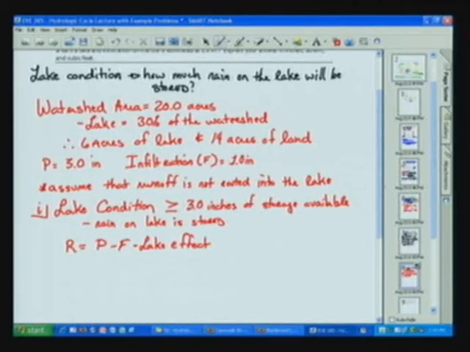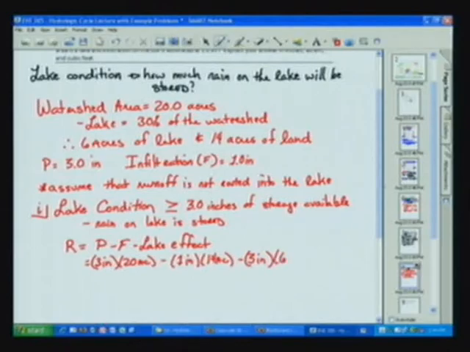So, when we look at this, we have 3 inches of rainfall, okay, on the 20 acres minus 1 inch, there's a decimal place there, 1 inch of infiltration on 14 acres, okay, minus 3 inches on the 6 acres of lake.